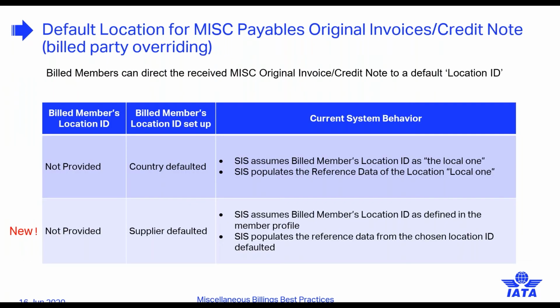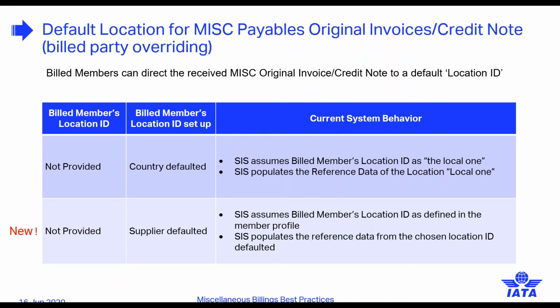In this location ID, we had an existing process called country default. That is to say, if a supplier is not providing me a location ID in my invoice, because I have set up a location ID in that country and defaulted it, when the invoice is sent to me, it will override the main address of the airline and put the local address as it is defined in the member profile.